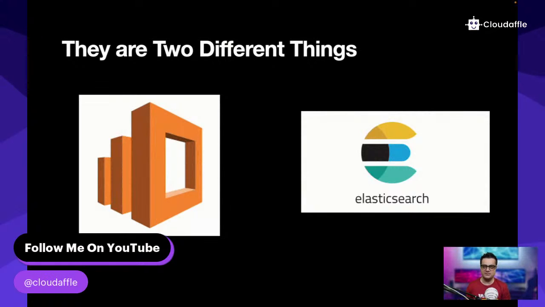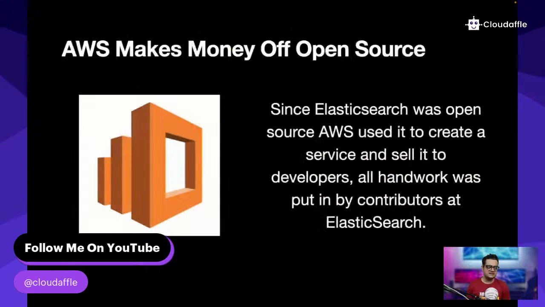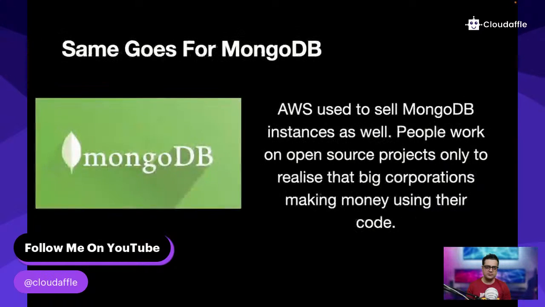What you're getting at Amazon is just the fork of this project, and they've converted it into a service, and they are selling it to you, right? And since Elasticsearch was open source, it was exploited by Amazon Web Services, and that is the reason. Same goes for MongoDB as well. So AWS would, now it can't. I'll tell you the reason why.